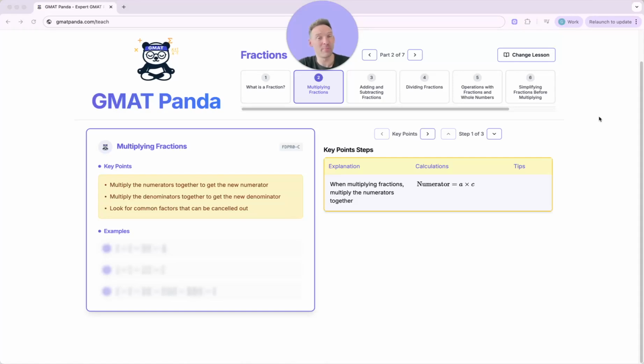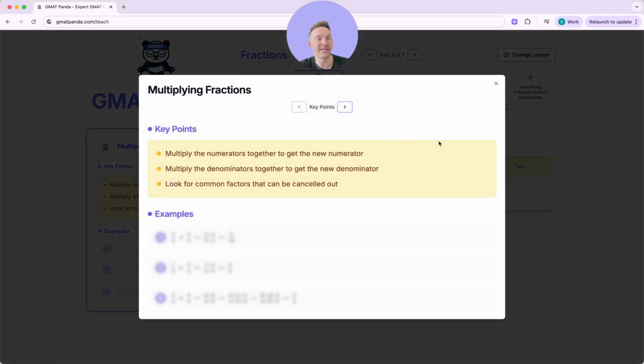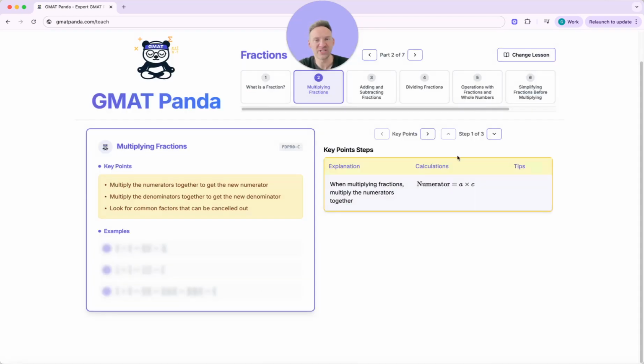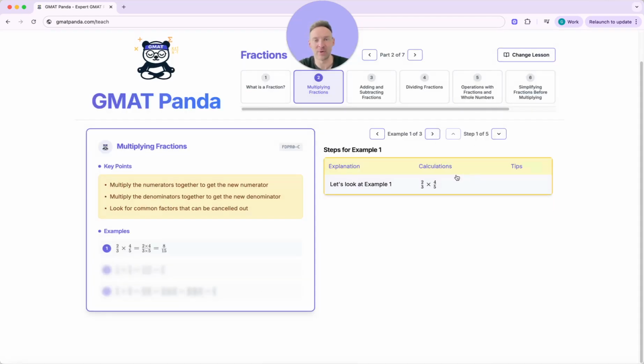Now let's see how we multiply fractions. And as you'll see, multiplication is actually a little bit easier than addition or subtraction. That's why we're going to see it first. So how do we multiply fractions? Well, we simply multiply the numerators together to get the new numerator, and we multiply the denominators together to get a new denominator. Okay, so let's see an example.